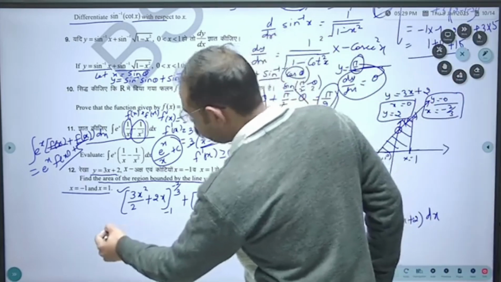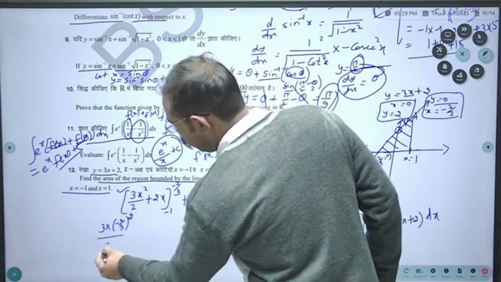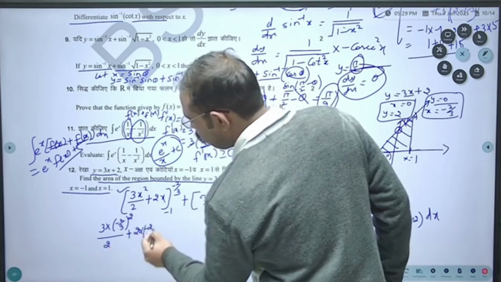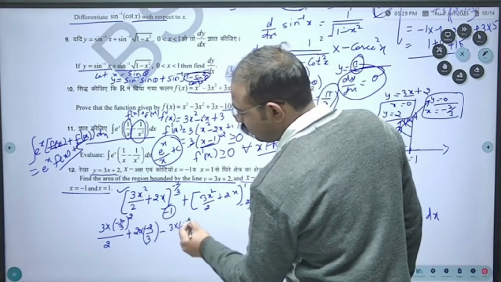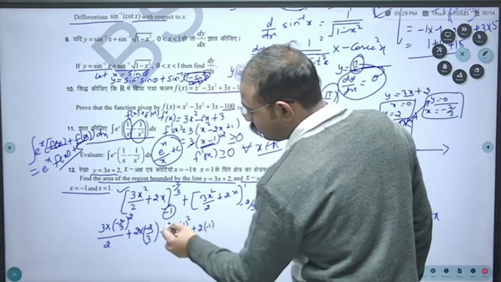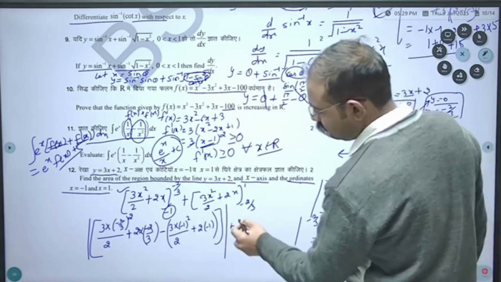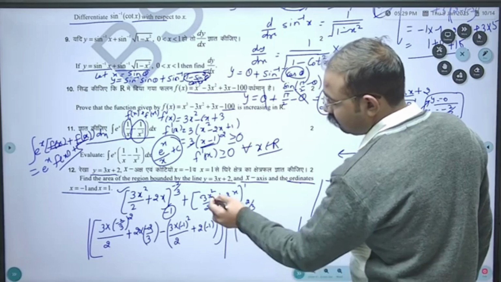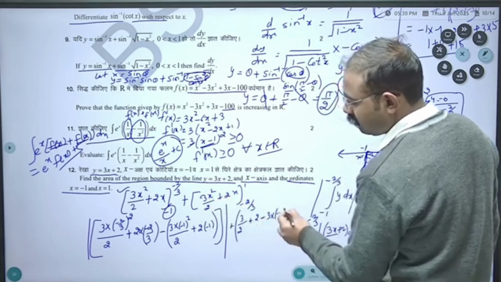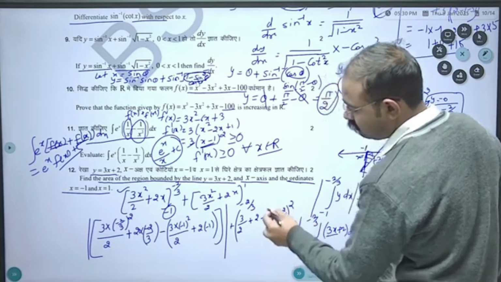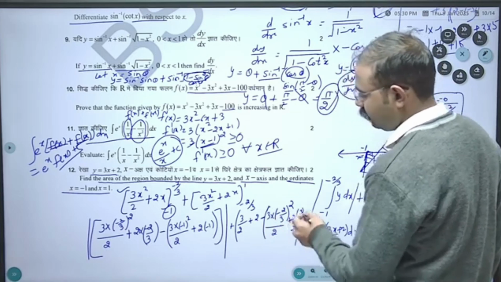And let's solve. 3 multiply x square means (-2/3) square upon 2 plus 2 multiply, in the place of x, -2/3, minus, now lower limit -1, 3 multiply (-1) square upon 2 plus 2 multiply -1, and its magnitude, plus upper limit 3 multiply 1 square upon 2 plus 2 multiply 1, minus 3 multiply (-2/3) square upon 2 plus 2 multiply -2/3.